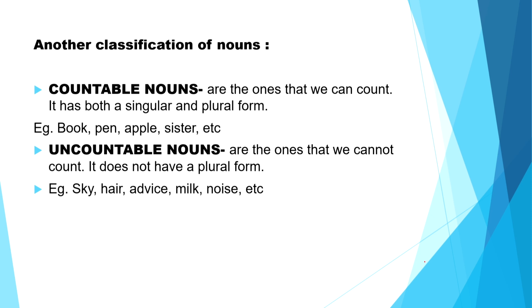Now, uncountable nouns, they are the ones that we cannot count. It does not have a plural form. For example, sky, hair, advice, milk, noise, etc. So, these are the ones that we cannot count. For example, sky, can you count it? No. So, because it is uncountable.